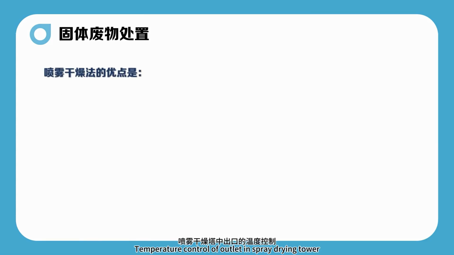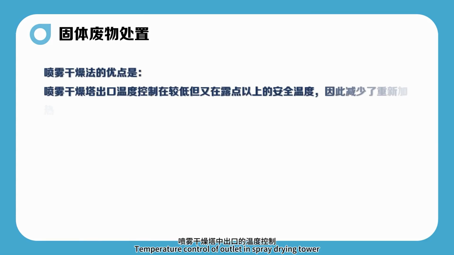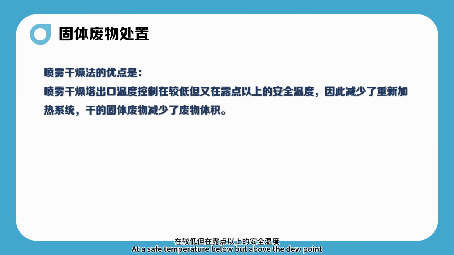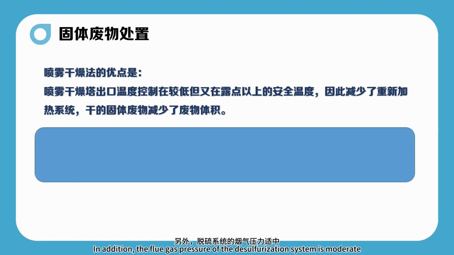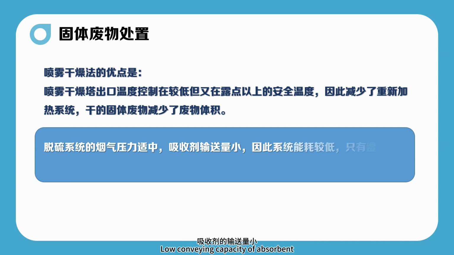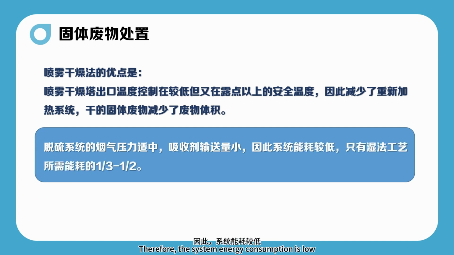The advantage of spray drying is temperature control of the outlet in the spray drying tower, at a safe temperature below but above the dew point. Therefore, the reheating system is reduced. Dry solid waste reduces the volume of waste. In addition, the flue gas pressure of the desulfurization system is moderate, and the conveying capacity required for the absorbent is low. Therefore, the system energy consumption is low, only 1/3 to half of the energy consumption of wet processes.